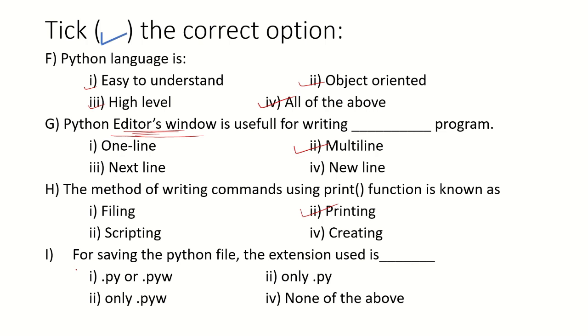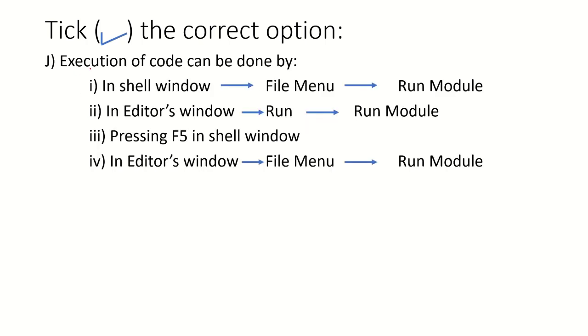For saving the Python file, the extension used is only .py or .pyw or both. Okay, so this one is correct: .py or .pyw. Anyone you can use. The last question is, execution of code can be done by.